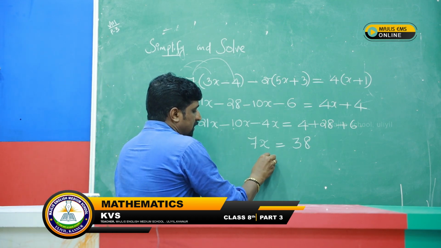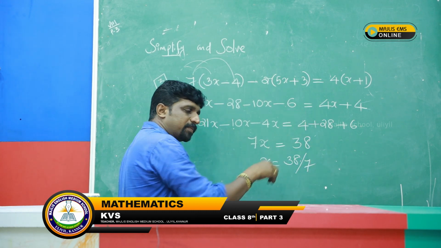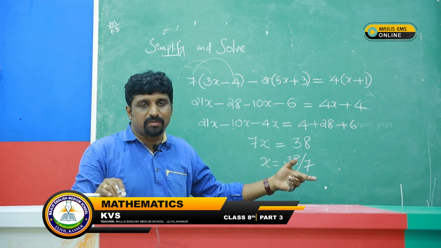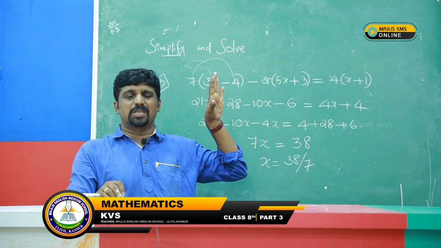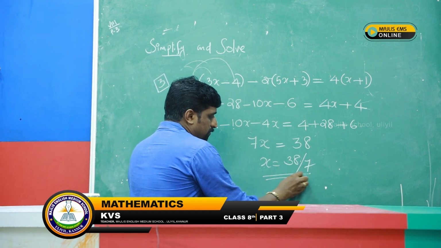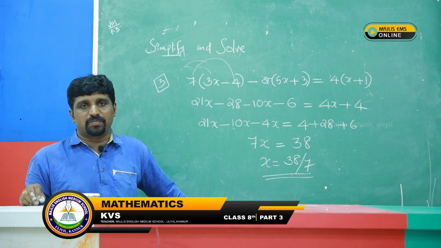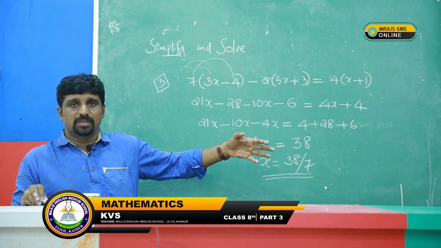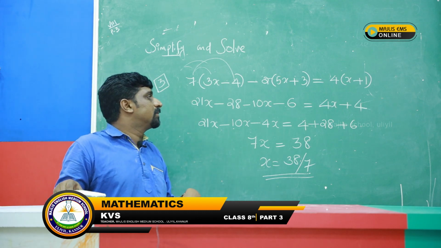Therefore, x you got like this: x is equal to 38 by 7. Here 38 by 7, the division is not possible, so we just write it like that. Otherwise we would have to find the decimal. No need to find the decimal, just write it like this: x is equal to 38 by 7. We need to write it in fraction form. That's why, since the division is not exact, we just write it like that.